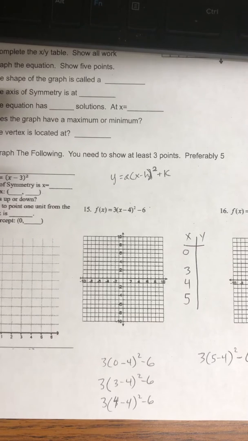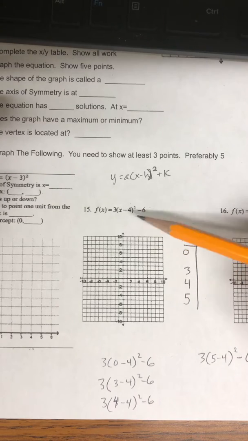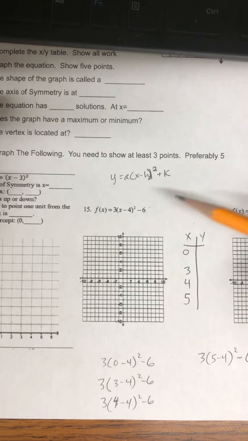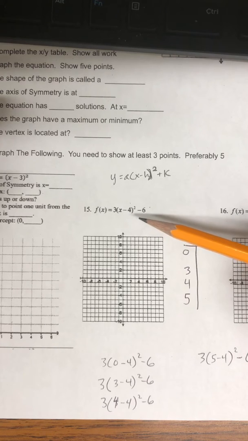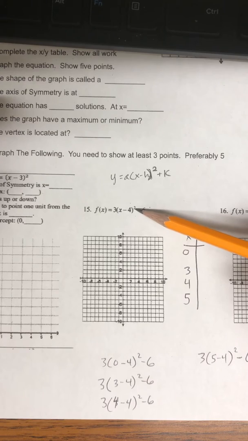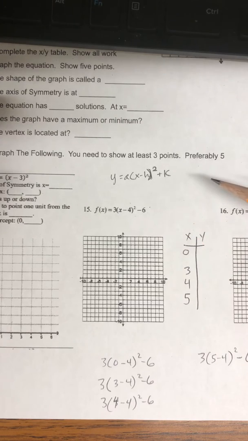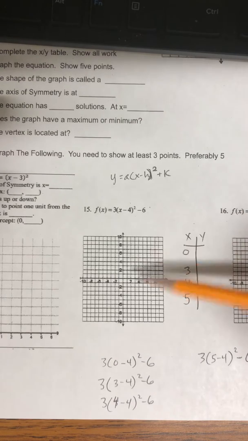Okay, so part 2 of the quadratics quiz. I'm going to come down to number, well, it's the third one you're going to graph, but it says number 15. And this is not the parent function. This is another quadratic function. I know it's a parabola, and I know it's a quadratic because of the exponent of 2. But now it doesn't originate at the origin.